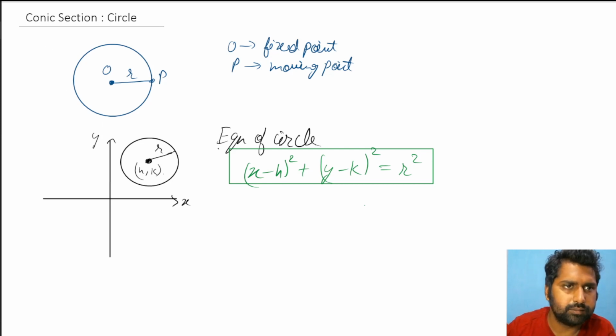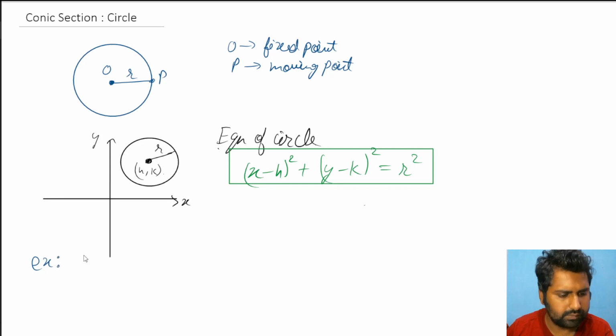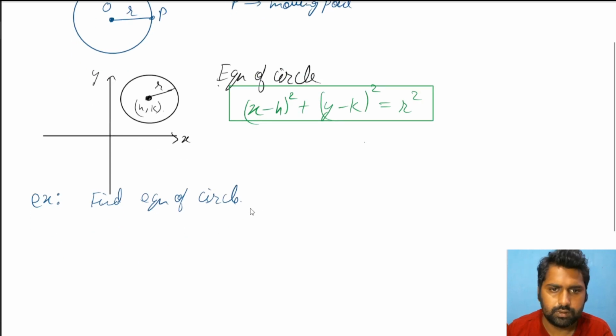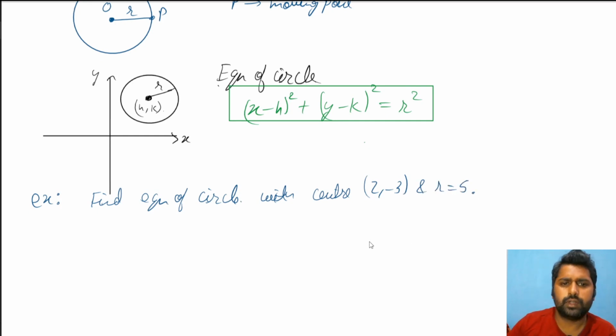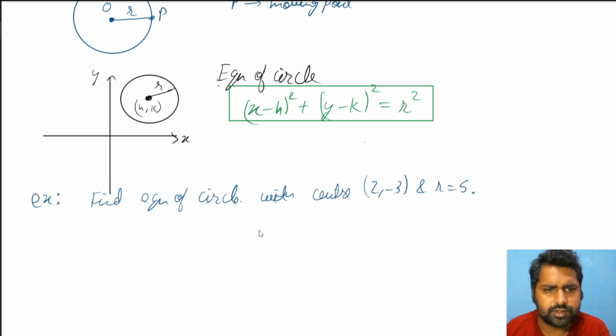Let's see one example. Find equation of circle with the center 2 comma minus 3 and radius 5. That's your first illustration. So let's see how we can solve this. This is your h and k, that's your r.